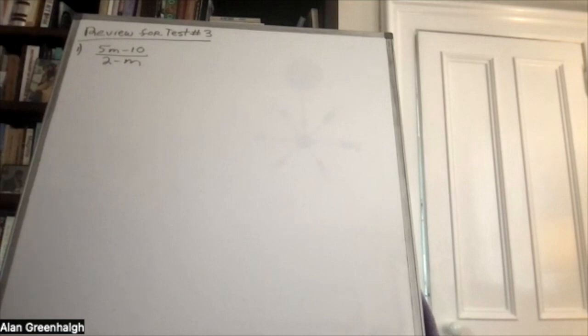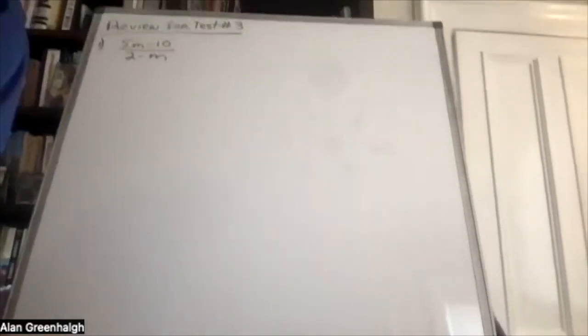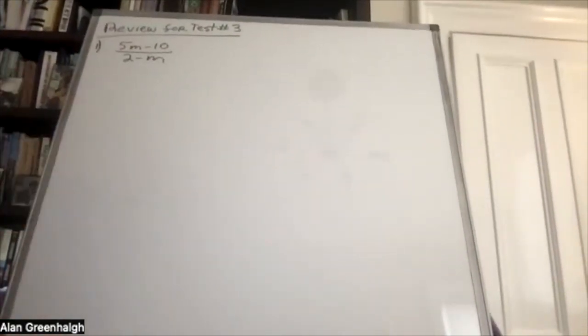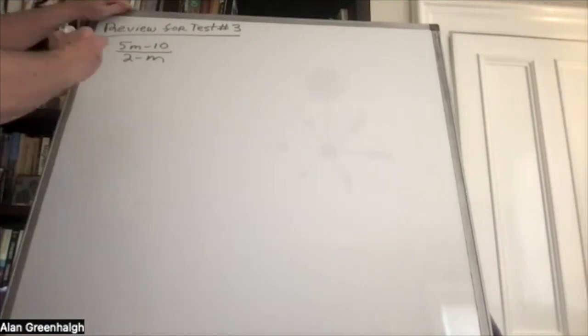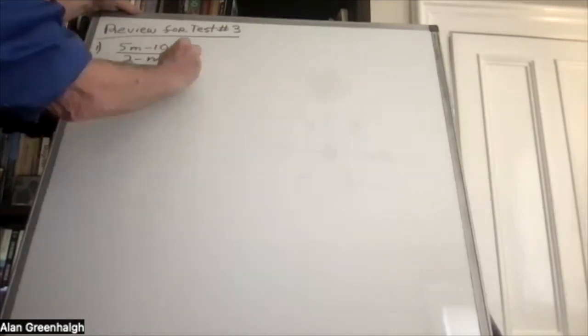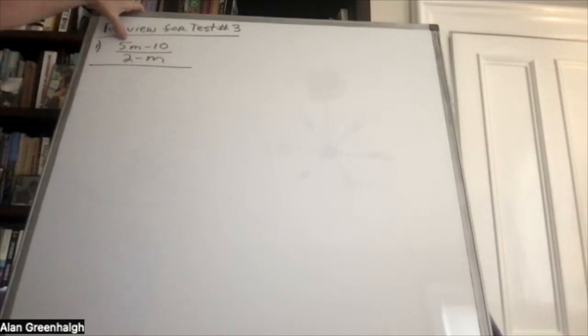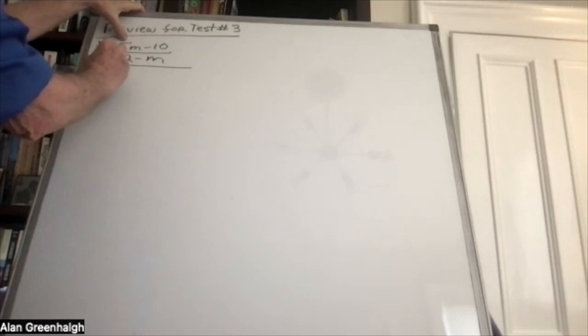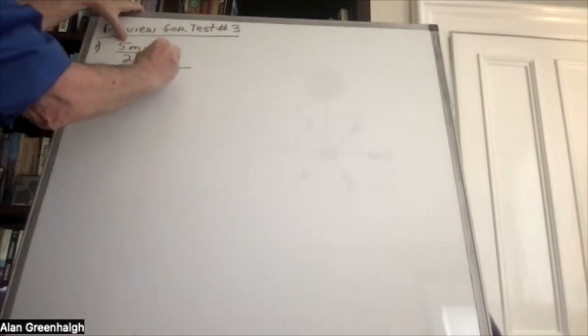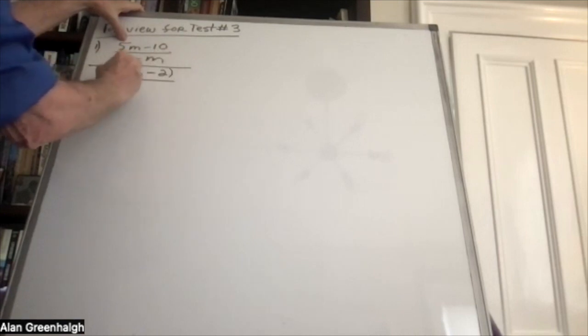All right. So this problem, there will be a problem just like it on the actual test. So, I'm really giving you a very, very extraordinary review, which kind of parallels the test. Okay, here's what you do. The first thing you do when you look at any of these problems is you factor whatever you can. This numerator can be factored: 5 times m minus 2, divided by 2 minus m.